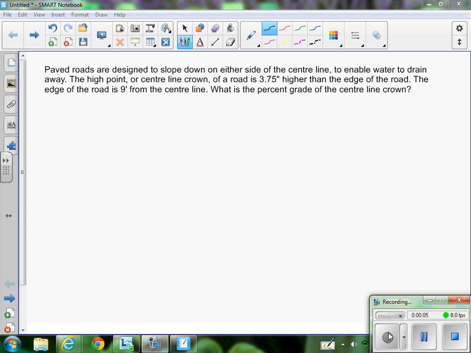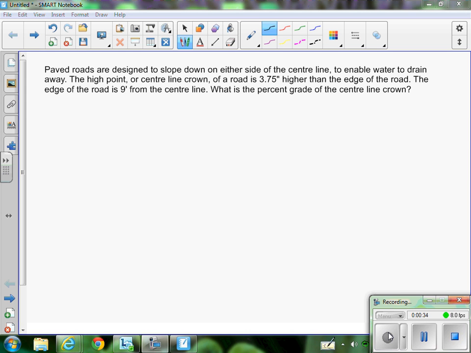This is additional practice from section 1.2 in the Mathworks 11 textbook dealing with slope and rate of change again. What we're going to do is look at some of the examples from the Build Your Skills section to try to help clarify some other points. In this example, we're looking at a paved road.